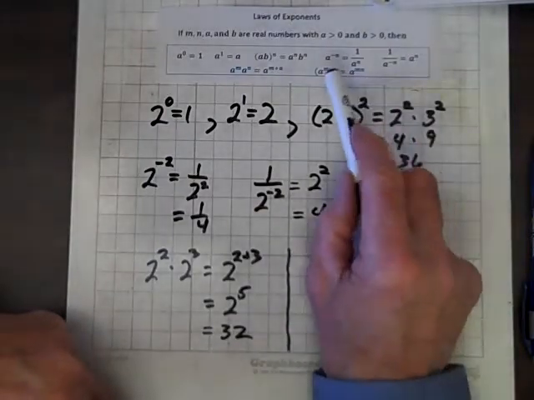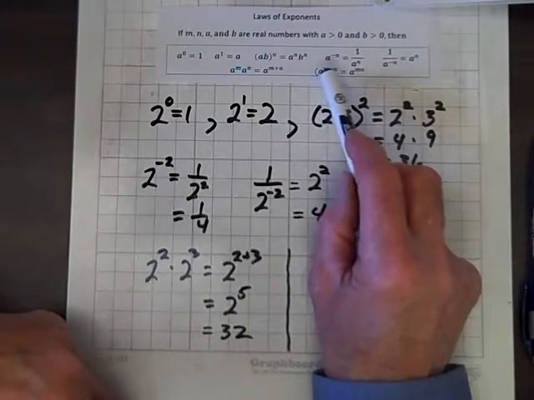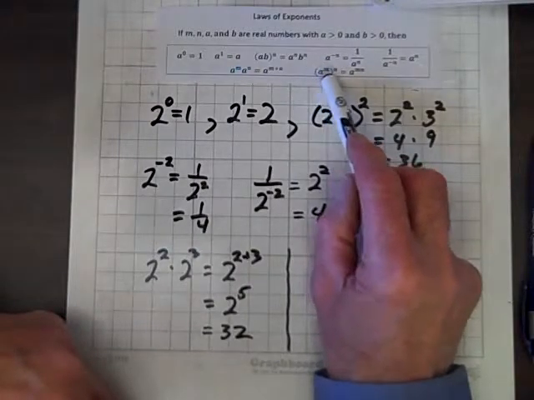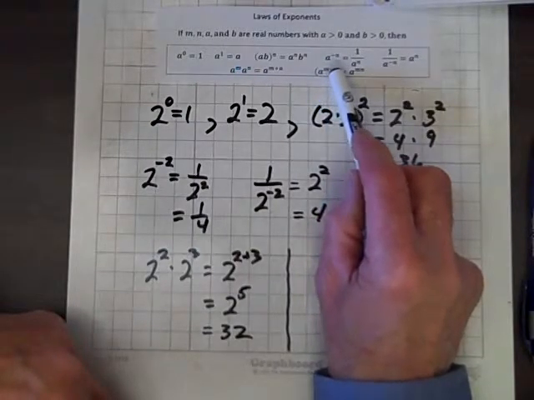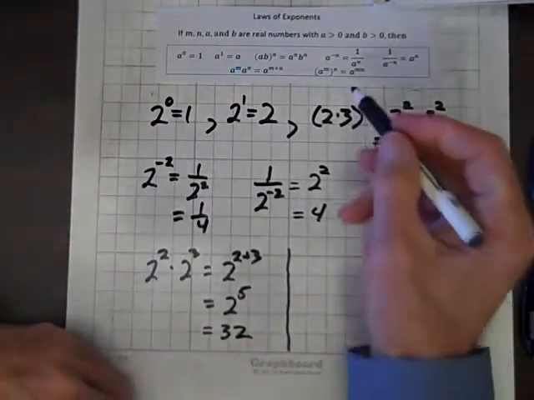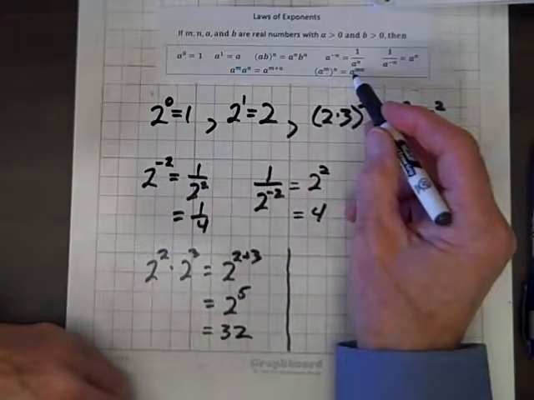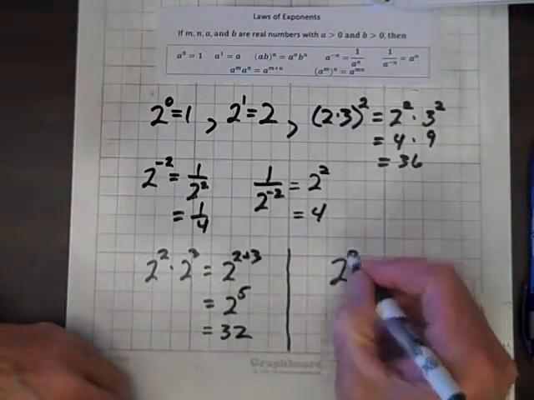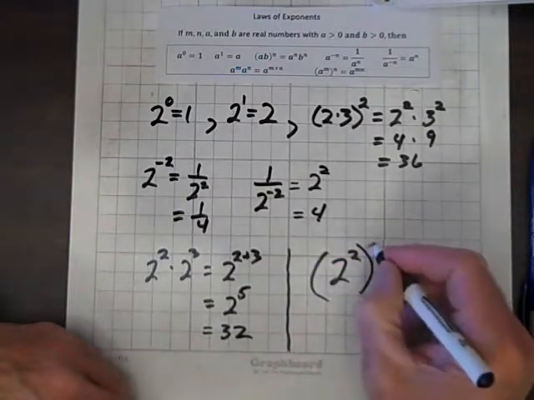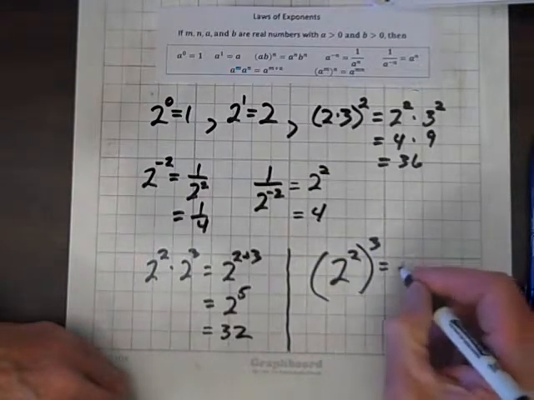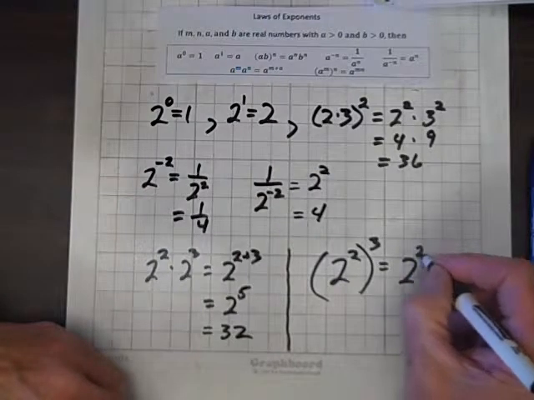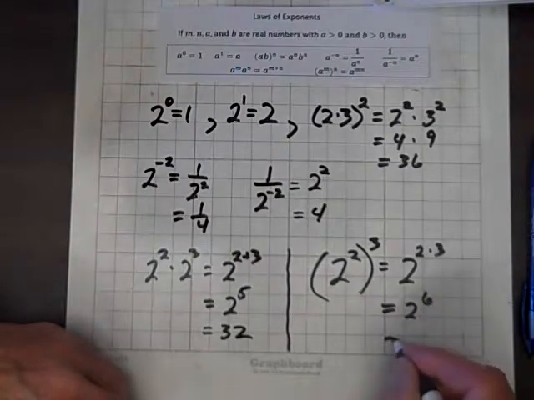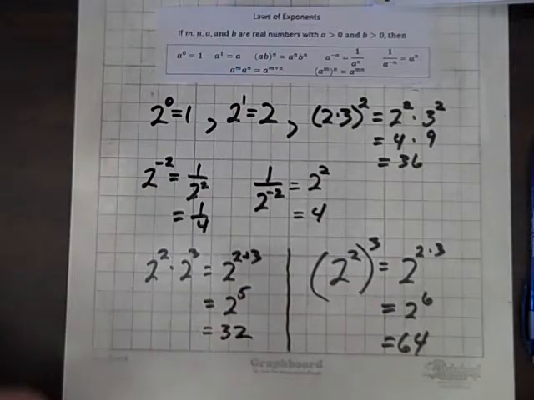Finally, if we have a base raised to a power and that is raised to a subsequent power, then we can rewrite that in terms of the base raised to the product of those two powers. So if we have 2 squared in parentheses raised to the third power, that equals 2 to the 2 times 3, which equals 2 to the 6, which equals 64.